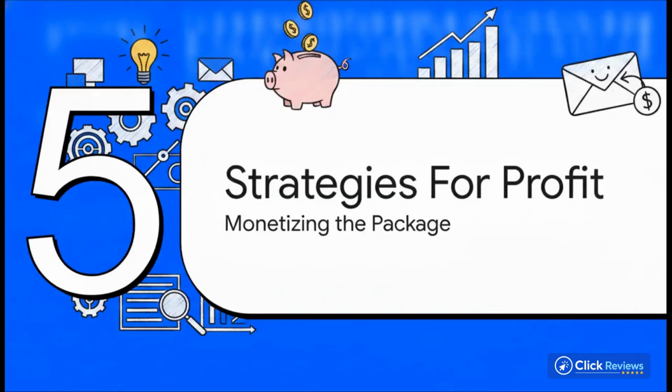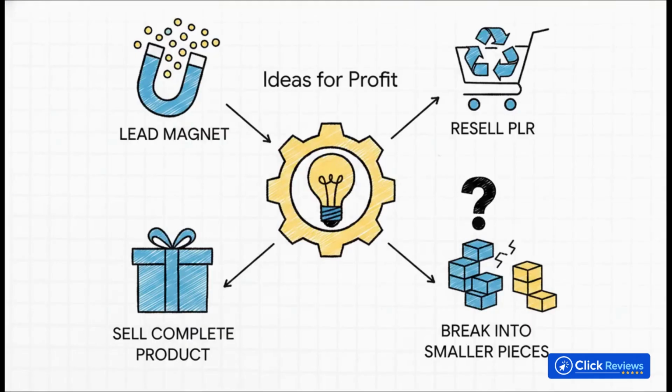Let's look at Section 5, Strategies for Profit, Monetizing the Package. The sales page doesn't just hand over the tools and the license and wish you luck. It actively suggests various business models. Here's a rapid-fire rundown of those diverse strategies. You can sell it as one massive product, use it as a lead magnet, add it to a membership site, stack it as a high-value affiliate bonus, run live workshops, or simply resell the PLR rights.